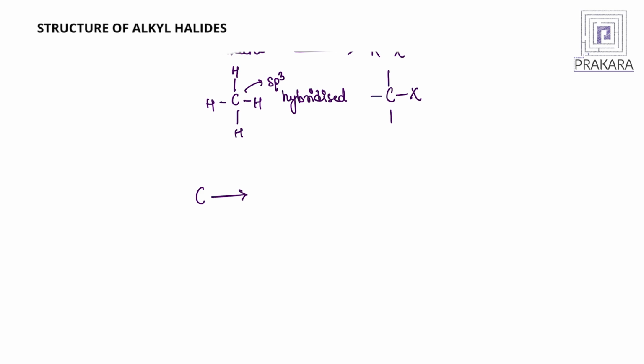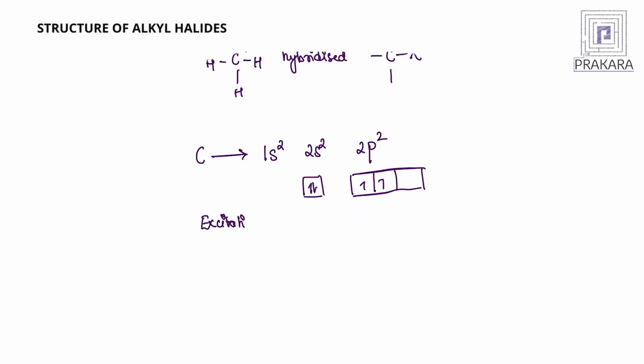If we look at the electronic configuration of carbon, it is 1s2, 2s2 and 2p2. We have to take the outermost shell, since these are the ones that will take part in bonding. There are 2 electrons in the p orbital. Now excitation will take place. One electron from the s orbital will jump to the p orbital, and this amount of energy will be available at room temperature.